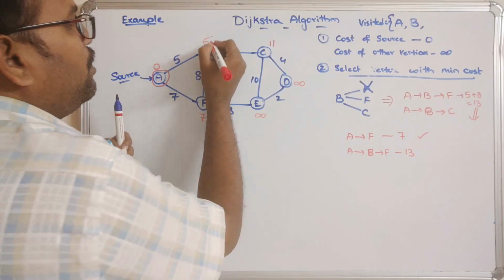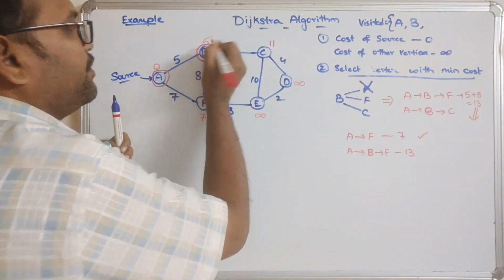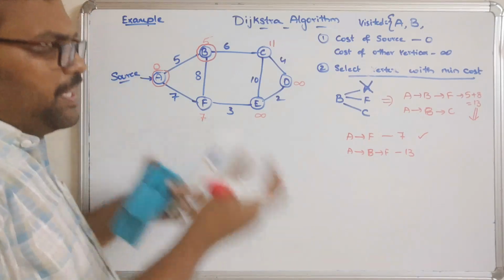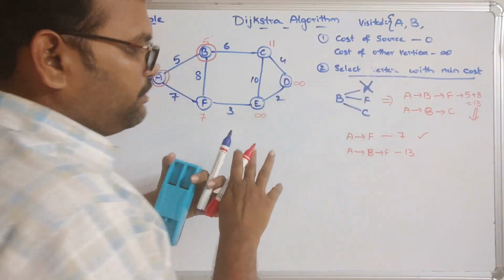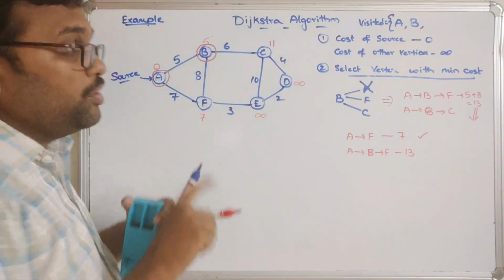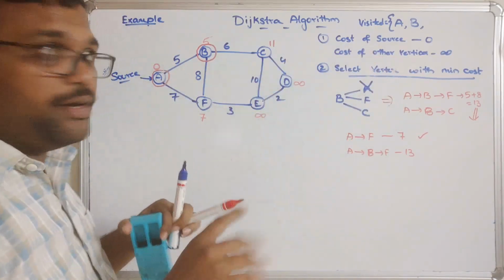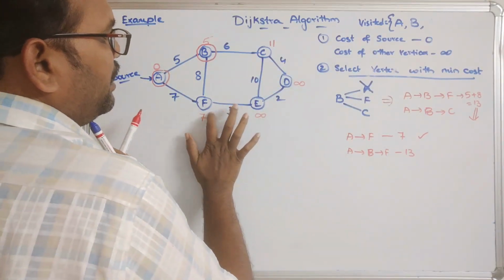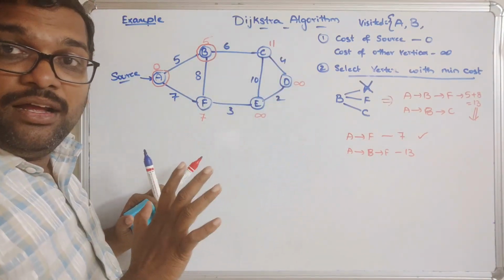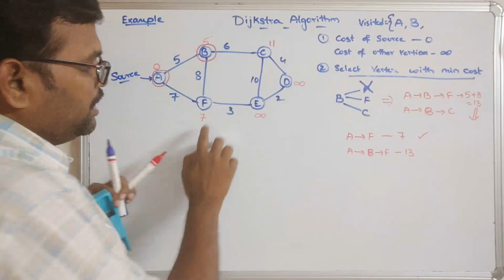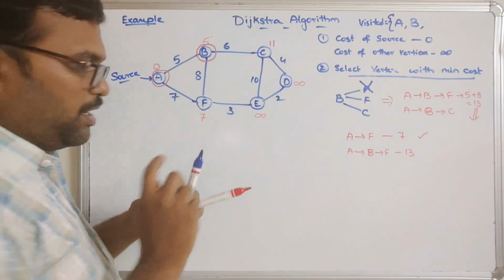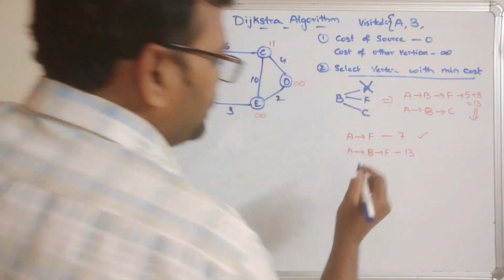So this node is visited. Now repeat the same process. Select the vertex with the minimum cost. Here vertex means unvisited. So here unvisited are F, C, D, E. Among all these, which is the shortest minimum cost? Here 7, 11, infinity. So F is the shortest one. Minimum cost. So we can select F now.